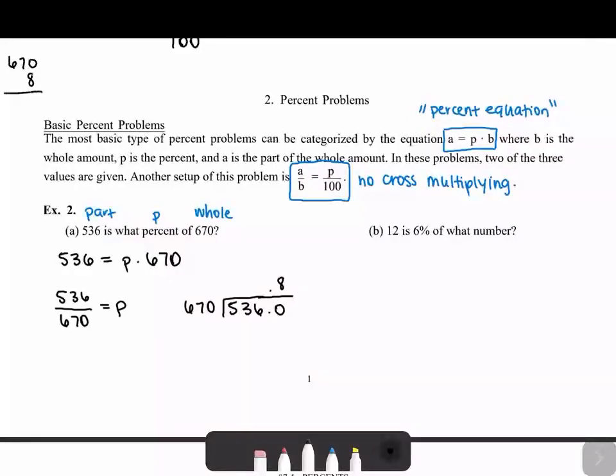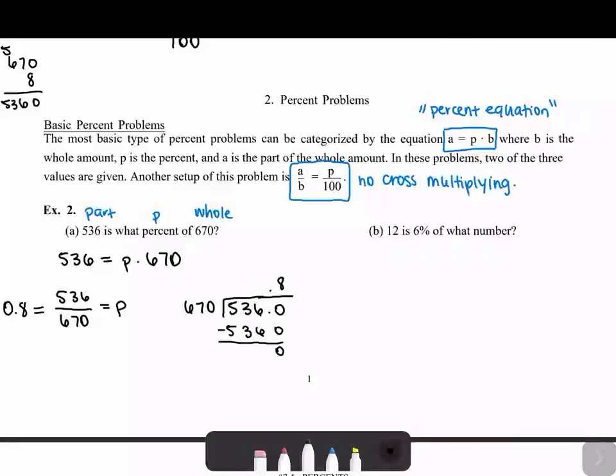So 670 times 8, 8 times 0 is 0. 7 times 8 is 56. And then we have 6 times 8 is 48, plus 5 is 53. And this is exactly the number that we were looking for. So 8 times 670 is 5,360. So we have a remainder of 0 here. So this tells us that P is 0.8. Let me fix that equal sign a little bit. So this tells us that P is 0.8. So this is our P as a decimal.